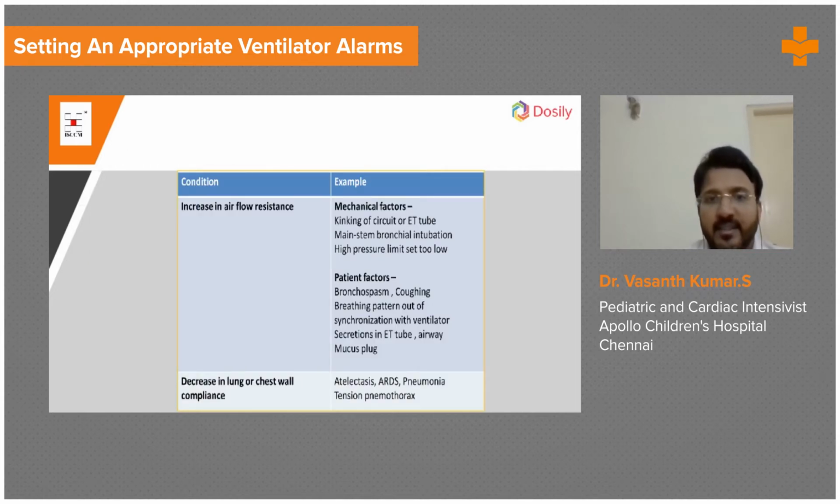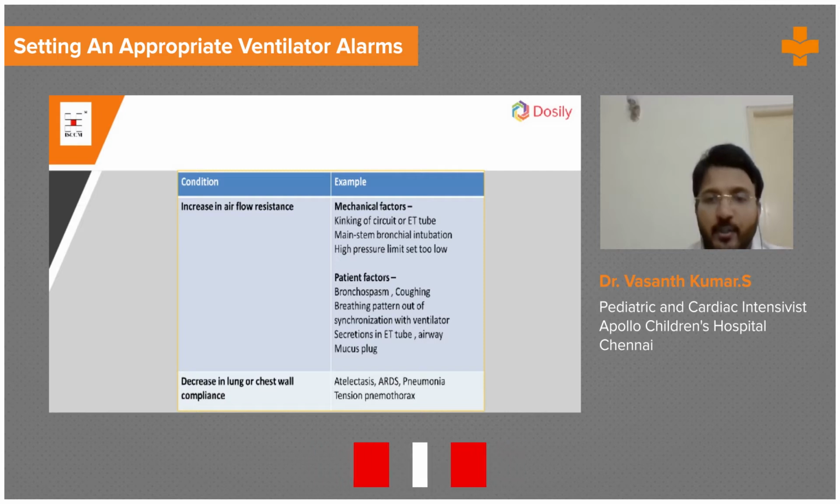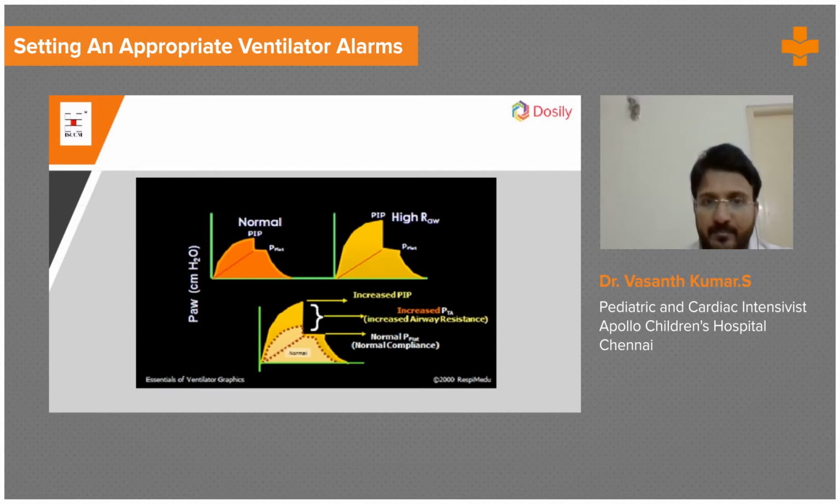So increase in airflow resistance, usually mechanical factors like kinking, is the most common thing. The patient can be coughing, it can be bronchospasm, there can be a lot of secretions or mucus plug, which is causing the increased airway resistance, leading to increased peak pressure. So other reasons are decreased compliance, as we already discussed: pneumonia, ARDS, and pneumothorax or collapse. These are the things which affect the alveoli, can decrease the lung compliance and contribute to increased peak pressure.